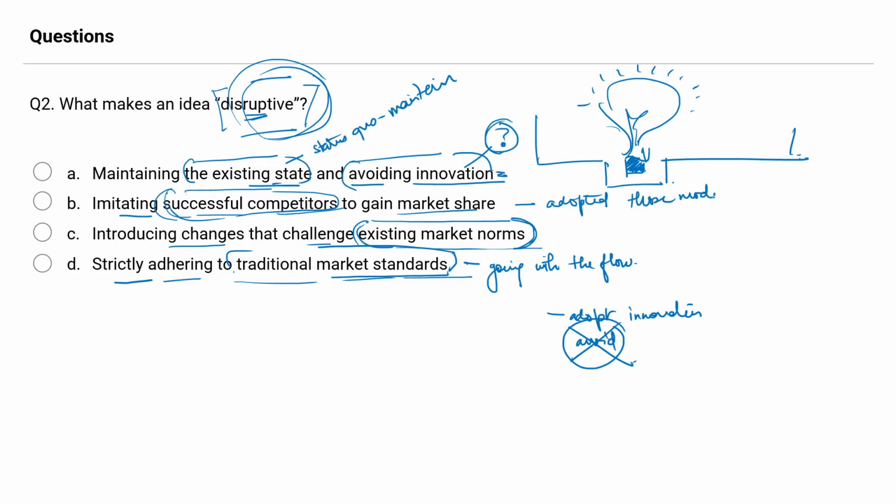You need to do something new to be disruptive, right? If you are imitating the successful competitors, you are following their footsteps. So you are not doing something new. You are still following their practices.